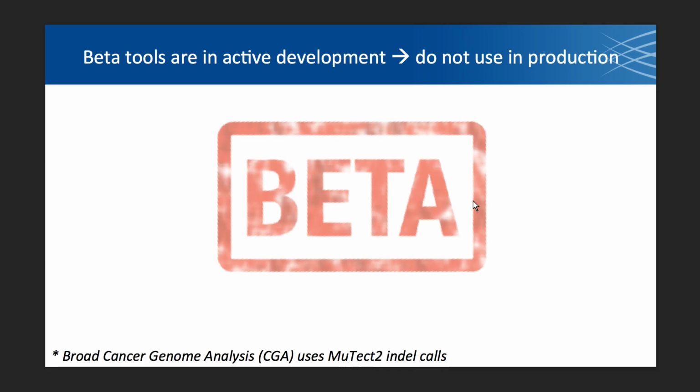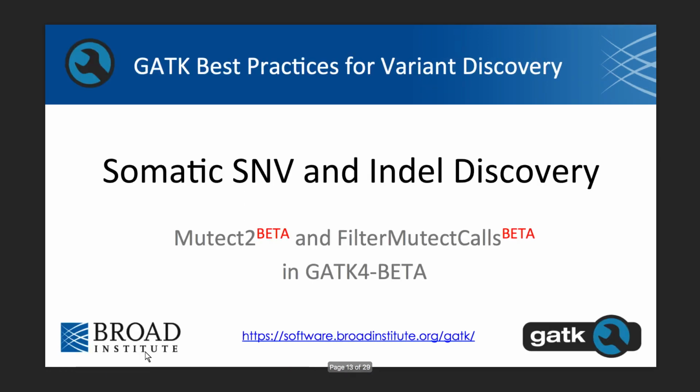So just to reiterate, beta tools are in active development. Do not use them on your clinical samples. Do not use them in production. Feel free to play around with them and let us know what you think. And I have to say, even though both versions of MuTect2 have been in beta status, the Broad Cancer Genome Analysis Group has used GATK3 MuTect2 to call indels and has published that data in peer-reviewed journals. Okay, that's it for the background.